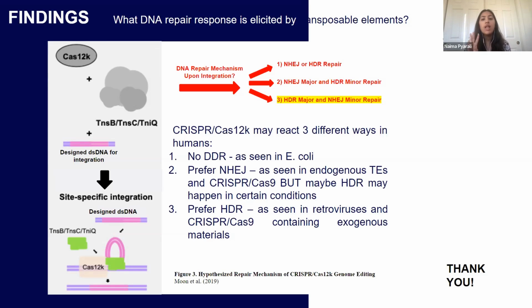And three, it will act the same way as retroviruses and Cas9 when there's an exogenous or external DNA and elicit a less error-prone HDR response. This is the most likely possibility since the Cas12a system will contain foreign DNA, which the body usually reacts to with a more reliable HDR response. With this conclusion, there's hope that the CRISPR-Cas12a system will be successful in genetically modifying human DNA with a high accuracy. Thank you.